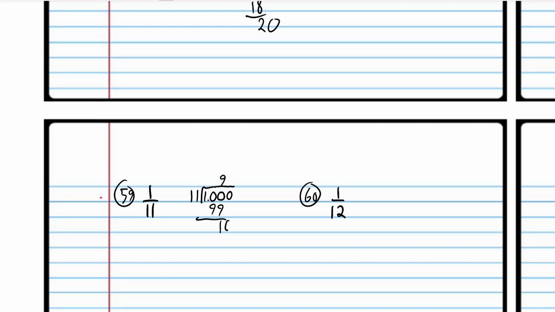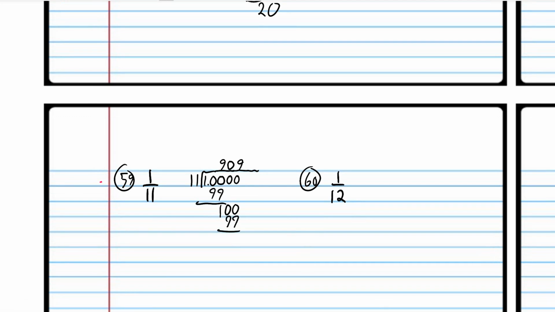Bring down the 0. When you bring down the 0, 11 still doesn't go in, so you have to put a 0. Remember, if you bring down a number and the divisor still doesn't go into the remainder, you have to add a 0. So now you bring down another 0, and it goes in 9 times. 9 times 11 is 99. You have a remainder of 1.